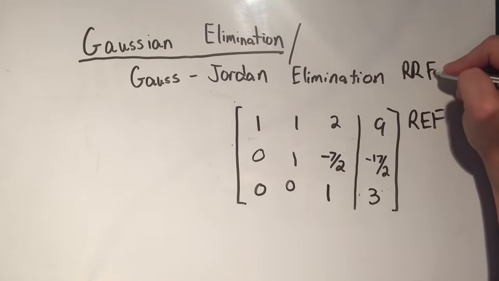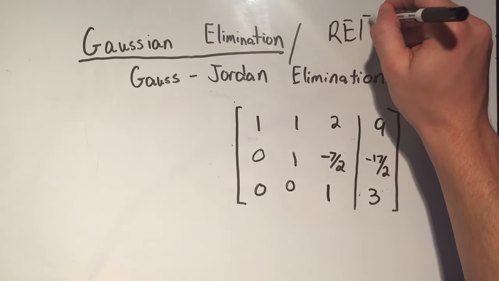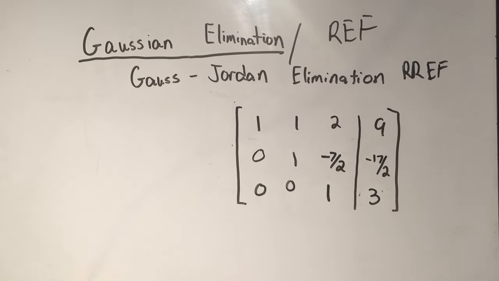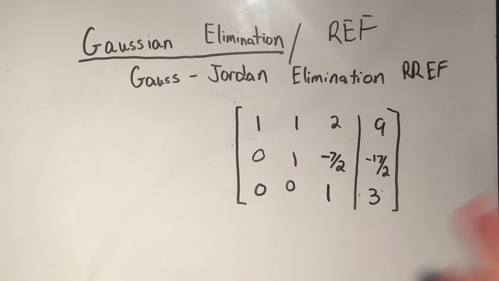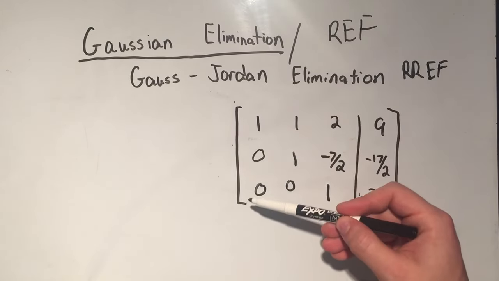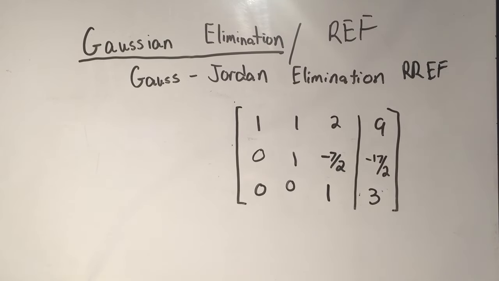But if you want to do Gauss-Jordan elimination, we want to put it in reduced row echelon form. So this is row echelon form. Gauss-Jordan is reduced row echelon form. And what that is, that's just ones along the diagonal and zeros everywhere else. So I'm going to do the same thing, but I'm just going to be using the matrix. I'm not going to be using equations and substituting. So just like I got zeros underneath the ones, now I want zeros above the ones as well.